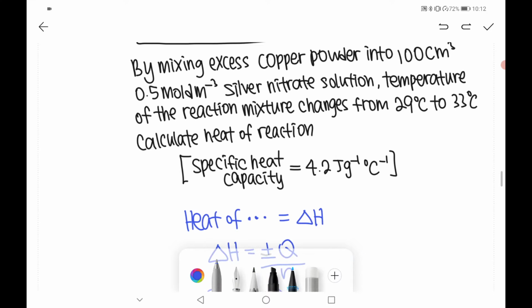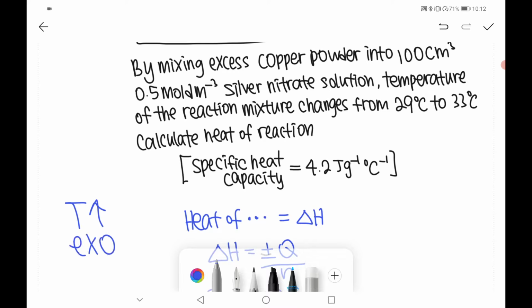In the exam, normally they won't tell you. They are not so kind as to tell you this reaction is endo or exo. You have to use a concept that we learned in lesson number 1. How do we know if it is endo or exo? We can look at the temperature. The temperature goes from 29 to 33, so the temperature increases.